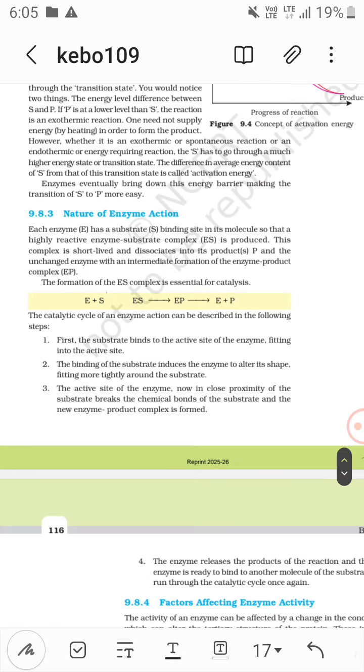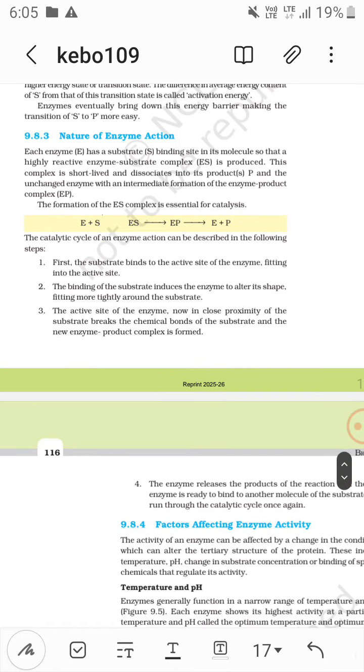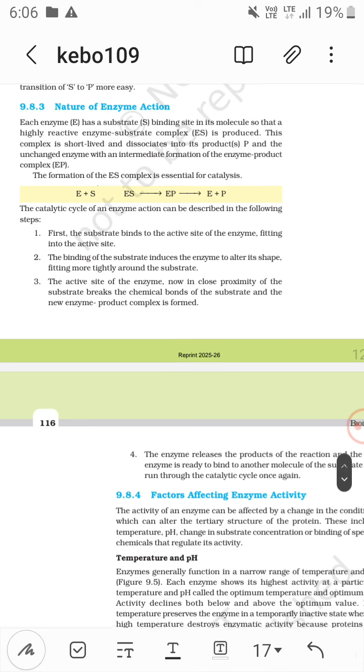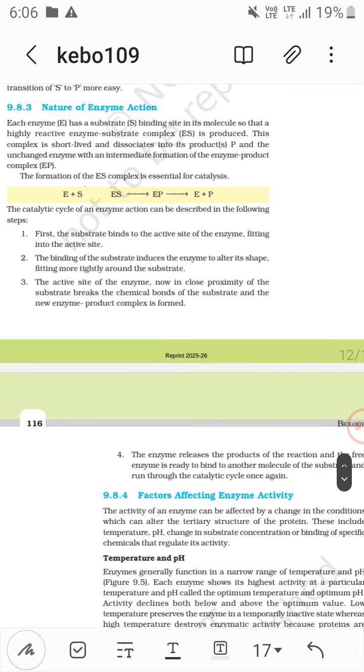Now, the nature of the enzyme, as I told you: they form enzyme plus substrate, then the enzyme-substrate complex. It is short lived, and the enzyme is unchanged right at the end.